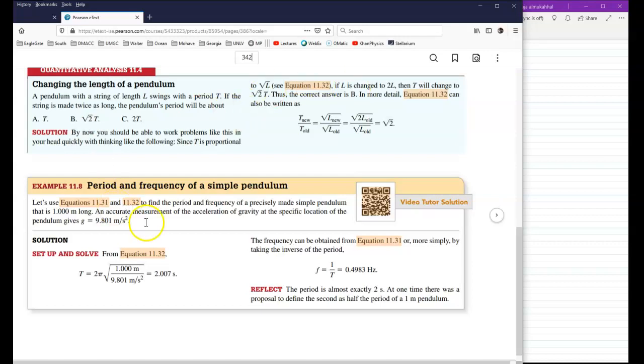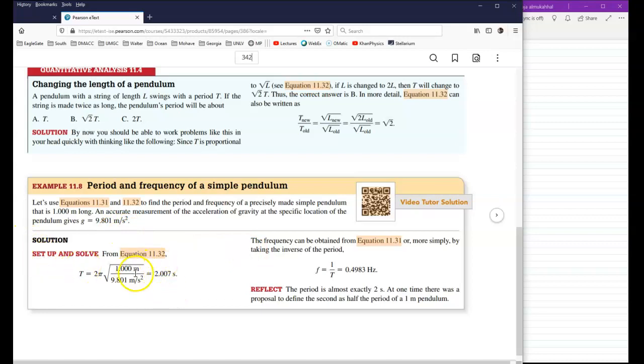Okay, example 11.8 right here. It says, find the period and frequency of a precisely made simple pendulum that is 1 meter long. An accurate measurement of the acceleration of gravity at the specific location, blah, blah, blah. Okay, so it's basically that. So let's assume that G value is 9.801. Okay, and then what is the period of it? Simple. You just plug it in.